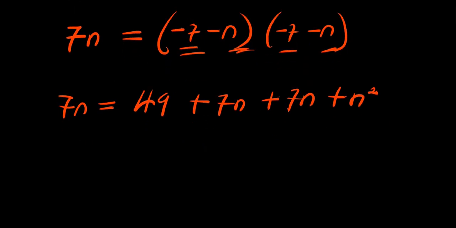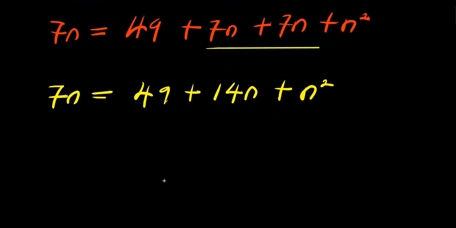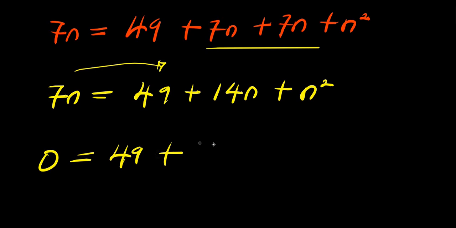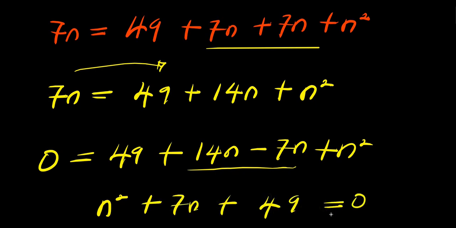So from here, we simply have 7n equals 49 plus this will give us 14n plus n squared. So what we are going to do will be to move this 7n over here. It becomes 0 equals 49 plus 14n minus 7n plus n power 2. So we can rearrange this. We have n squared, 14n minus 7n, this is plus 7n, plus 49, this equals 0.